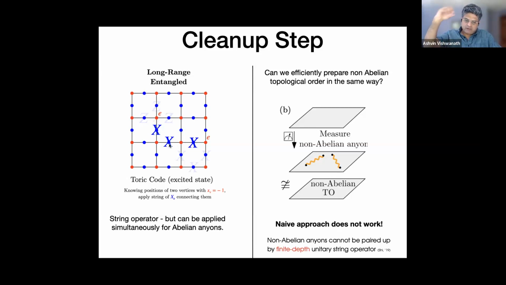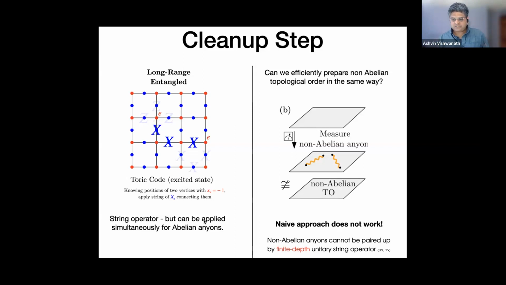Okay, so this is a string operator. It contains operators that are proportional to the length, the separation between these E anyons. But as you can see, they all commute. It means you can apply them all together. So in a single step, you can clean up these excitations, and you can end up in the toric code ground state. Okay, so this gives you a way to prepare the toric code in finite depth. So you do a set of measurements, and then you apply the string operator, and you're done.